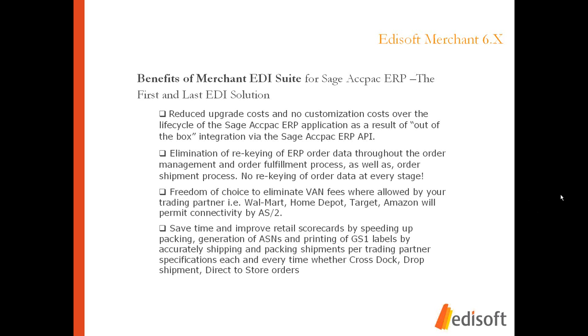Certain retail trading partners such as Walmart, Home Depot, Target, and Amazon will permit connectivity via AS2, eliminating the need for VAN fees. Furthermore, saving time and improving retail scorecards is possible by speeding up the packing, generation of the ASNs, and printing of GS1 labels, and also by accurately shipping and packing shipments per trading partner specifications such as cross-dock, drop shipment, and direct-to-store, all of which are available functionality through the Edisoft suite. Next slide, please.